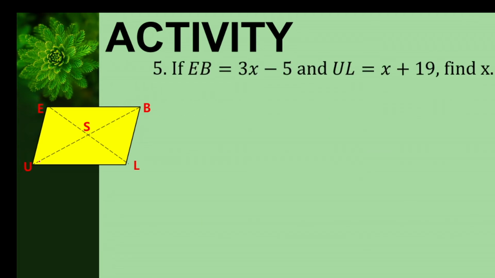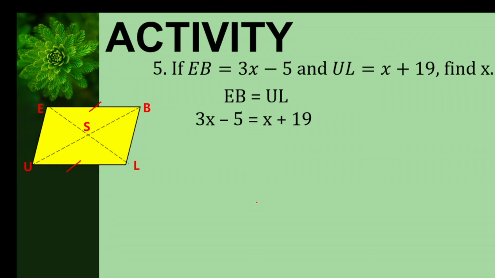Number 5. If EB is equal to 3x minus 5 and UL is equal to x plus 19, find x. Note that line segment EB and line segment UL are sides of parallelogram blue, and these sides are opposites. Therefore, the opposite sides of a parallelogram are congruent. So we are going to have our equation as EB is equal to UL. Therefore, we have 3x minus 5 is equal to x plus 19.